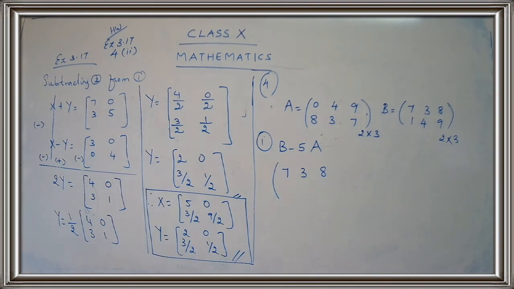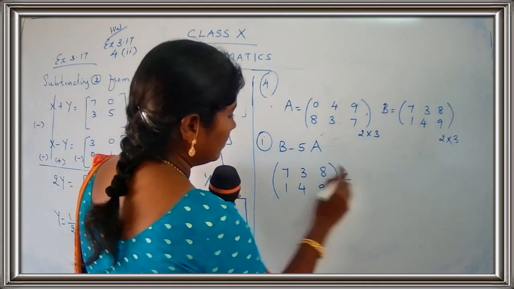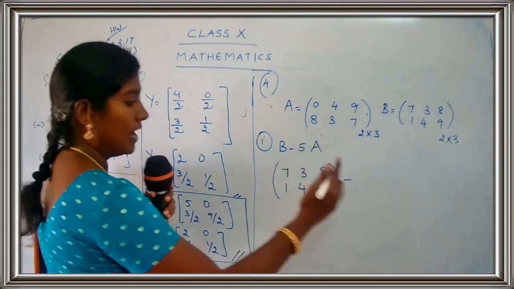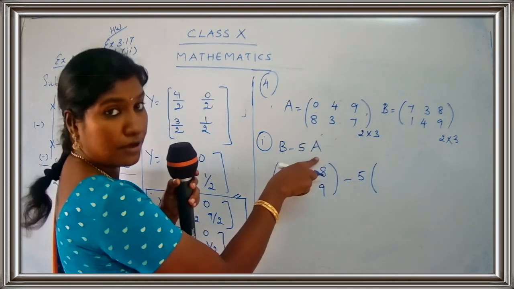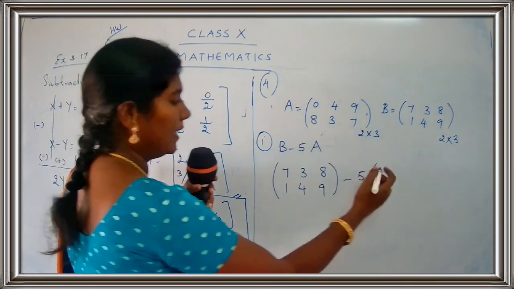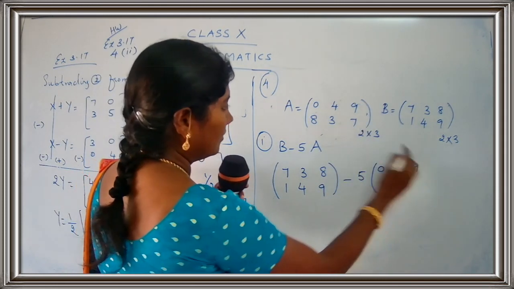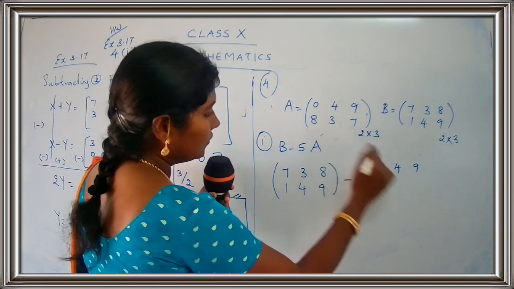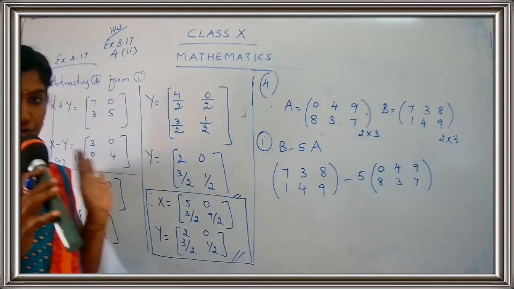What are the elements of B? 7, 3, 8, 1, 4, 9. Okay. Minus. Main sign minus 5. I'll just put here 5. Okay. Now we have to write the elements of A. What are the elements of A? 0, 4, 9, 8, 3, 7. Okay, children? So I have just substituted.